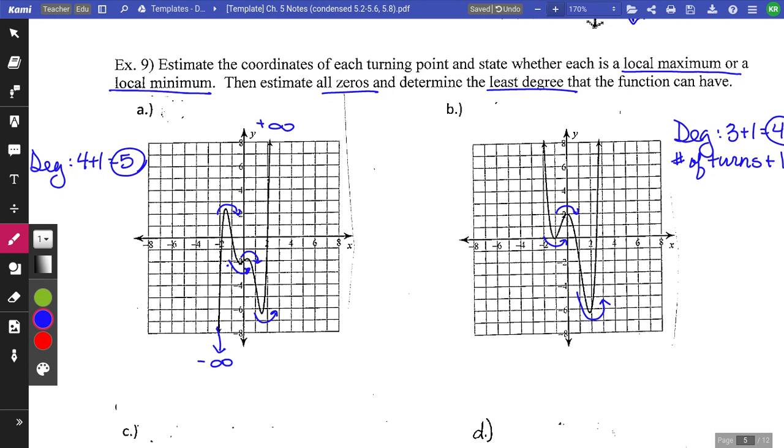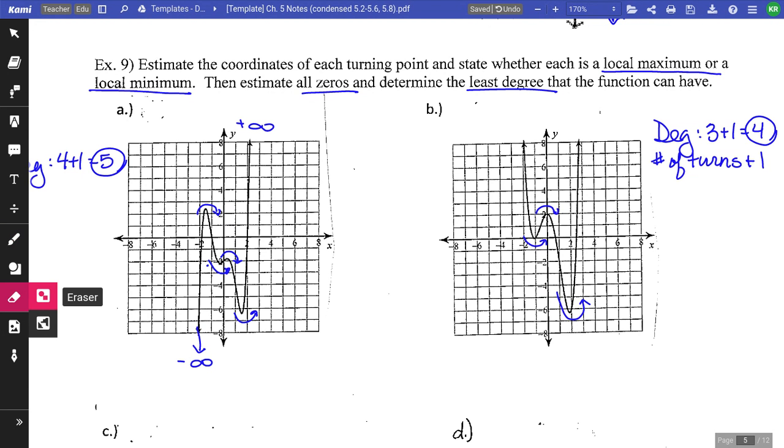Okay, so then let's look at, while we're talking about these, let's talk about the zeros. Okay, your zeros is another word for x-intercept. So when we're looking for zeros, we're looking for where it crosses the x-axis. Okay, so zeros. On B, looks like we have a 0 right there, 1 here, and 1 here. So I have 3 places where this graph crosses the x-axis.